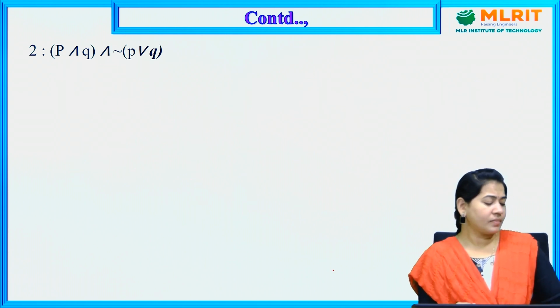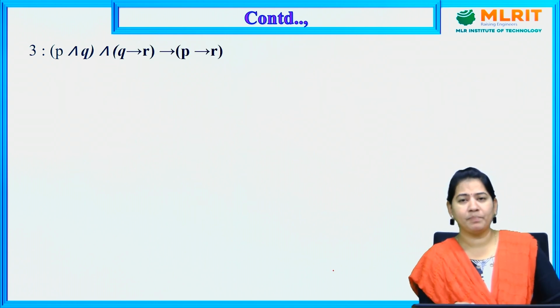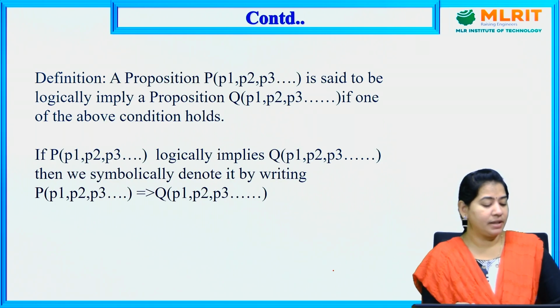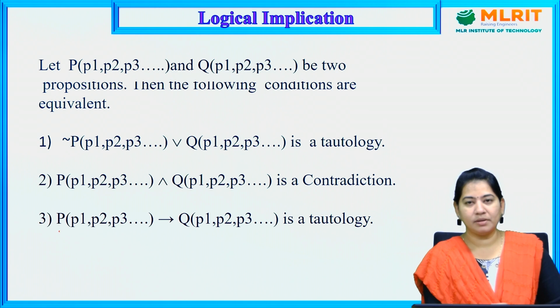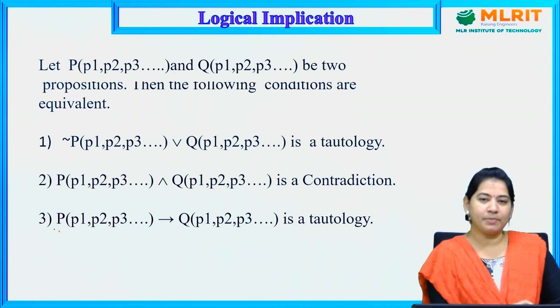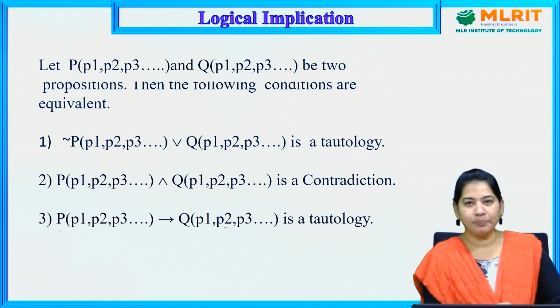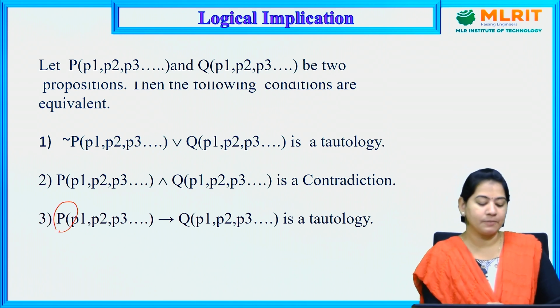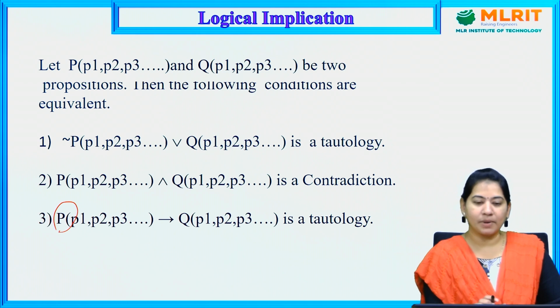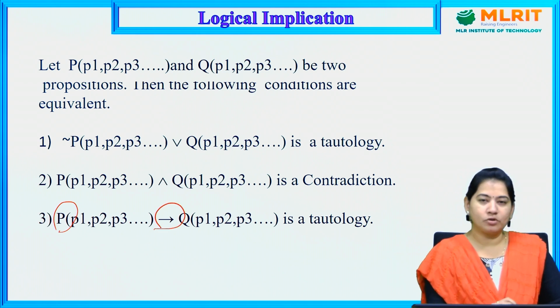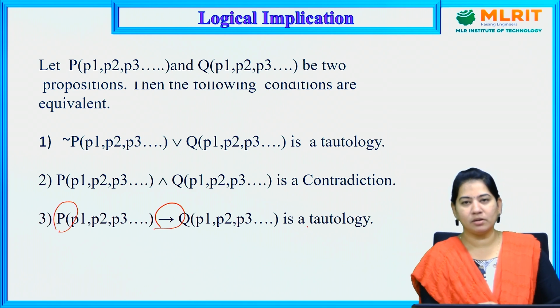Now let us see the third example. So what is the third example here? Let us recall this one. P implies Q is a tautology. Means this P can be a proposition, Q can be a proposition. So in place of P, you can have any number of the variables, any number of statement formulas. In place of Q, you can have any number of the statement formulas. Whenever you apply in between those two propositions, if you apply this implication, you need to get the tautology.